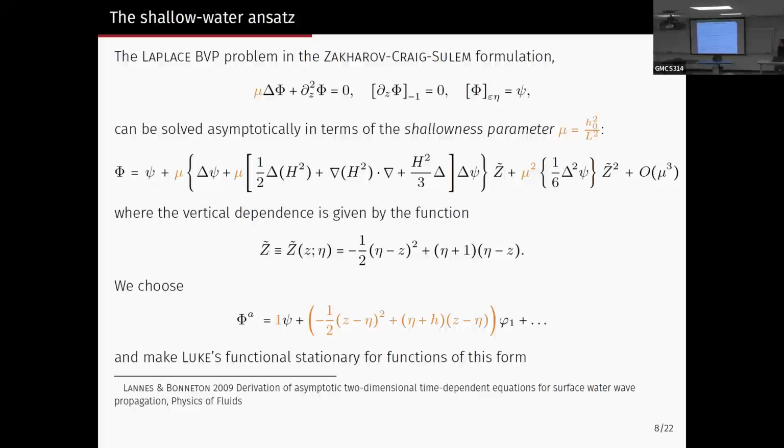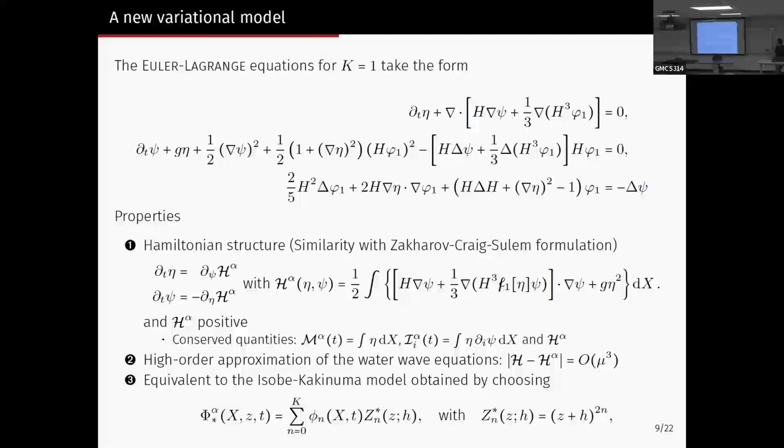So our choice is that we take these vertical functions that we derive from an asymptotic expansion. We write them as that. We put them in the general Euler-Lagrange equations, and we finally get the system. This, for example, is for k equal to 1. I will show the general case afterwards. So you see, we have 2 evolution PDEs on eta and psi, and 1 elliptic PDE, time independent, that we have to solve during the evolution.